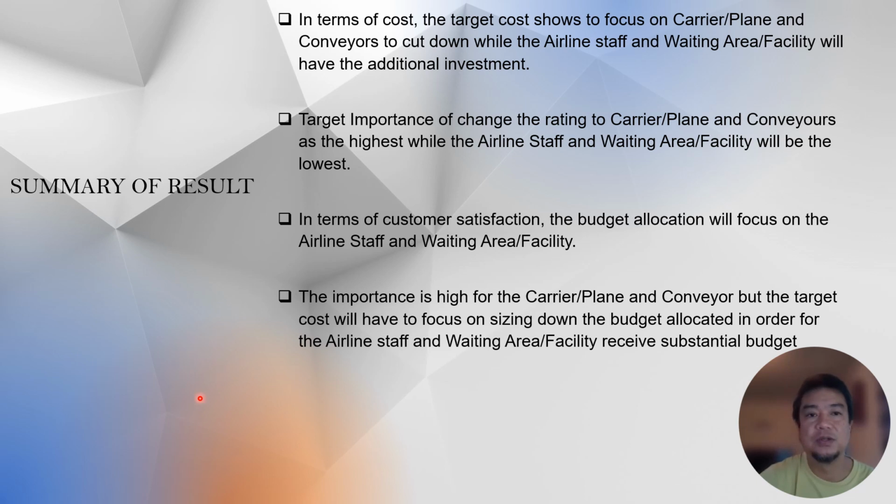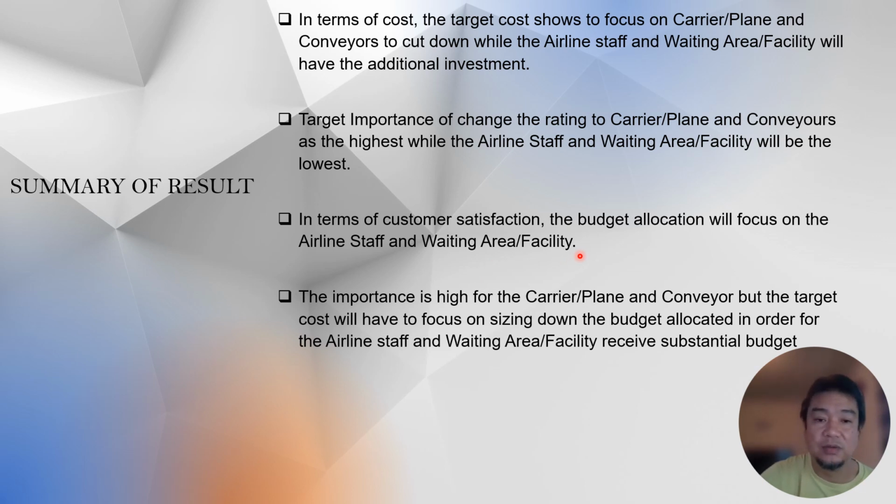So, what's the summary of the result? In terms of the cost, the target cost shows to focus on the carrier plane and the conveyors to cut down, while the airline staff and waiting area facility will have the additional investment, so additional budget allocation. The target importance has changed to carrier plane and conveyors as the highest, while the airline staff and waiting facilities will be the lowest. So in this exercise, in terms of customer satisfaction, the budget allocation will focus on the airline staff and waiting area facilities.